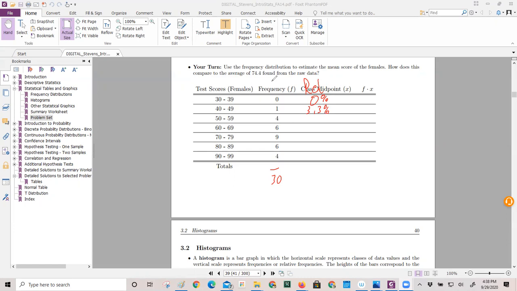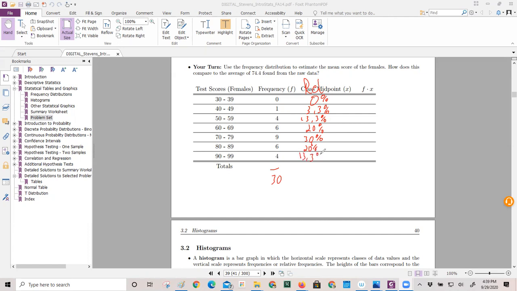And then 4 divided by 30 is 13.3%. And then 6 divided by 30 is 20%. I should have been able to do that one in my head. Now 9 divided by 30. Can I do that in my head? 30%. I should have been able to, but it's the end of a long day. I've already done 6 up there, so 20%, and 4 divided by 30 I've already done, that's 13.3%.